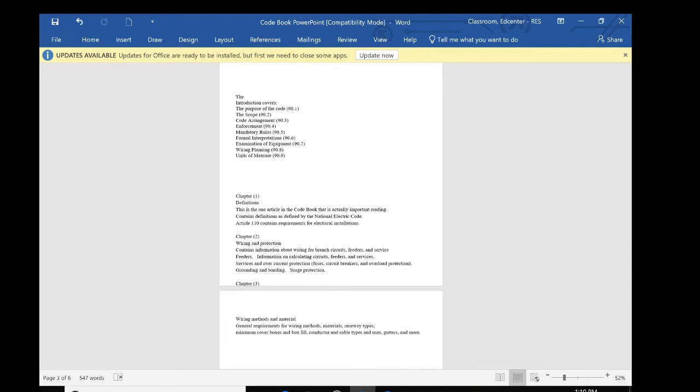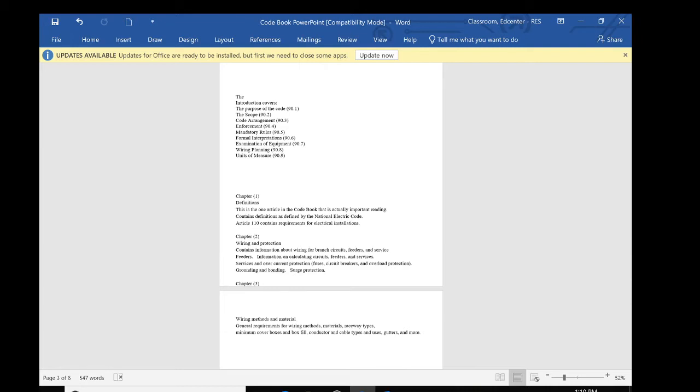All right, then 2 is the scope. 90.2 is the scope. I'm only going to read A, covered. And there's a list of things. You can read through that. That's what all is covered. It's mainly premise wiring. And then B, not covered. Basically utilities and things like that, railroad cars and ships and things it doesn't cover. But it covers premise wiring, so things that you would build on site, and that's generally what it covers.